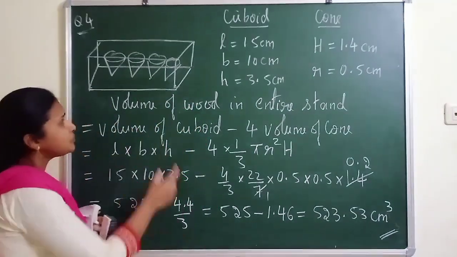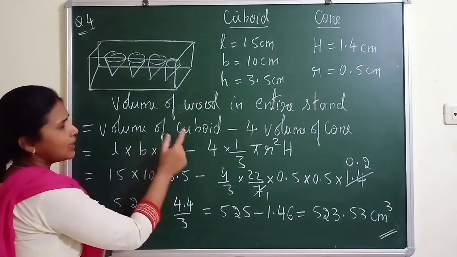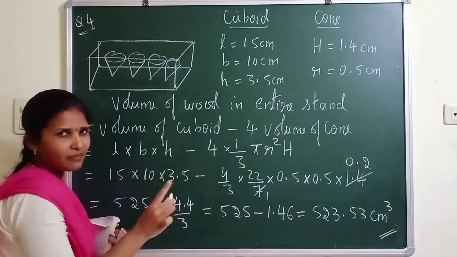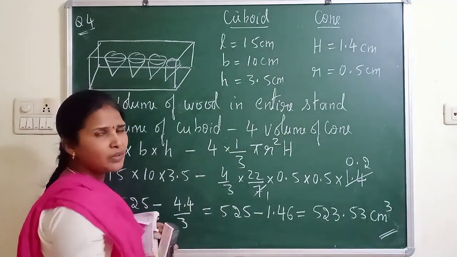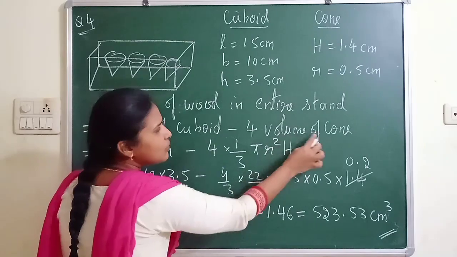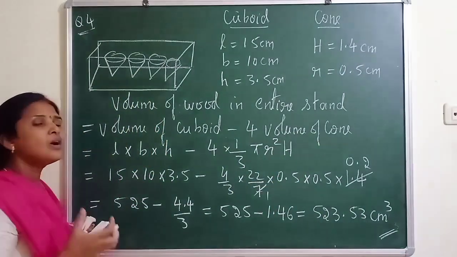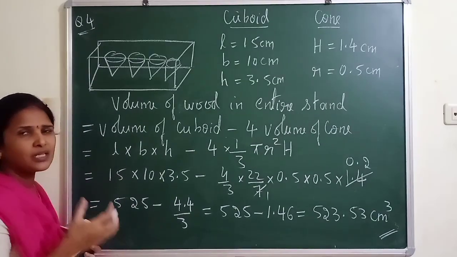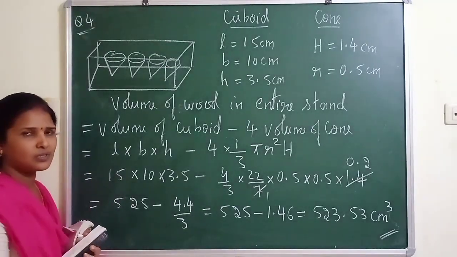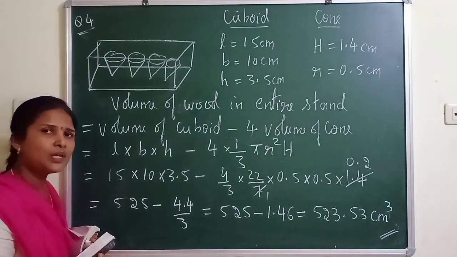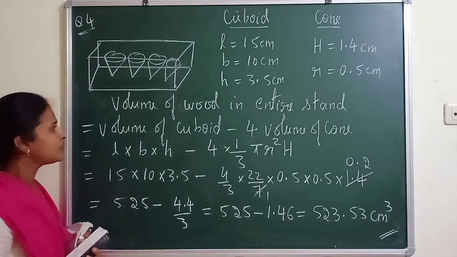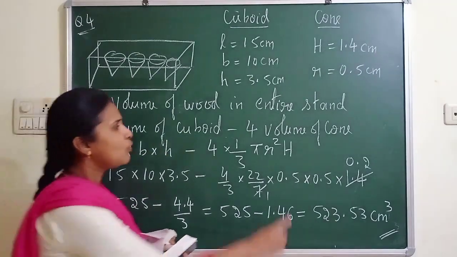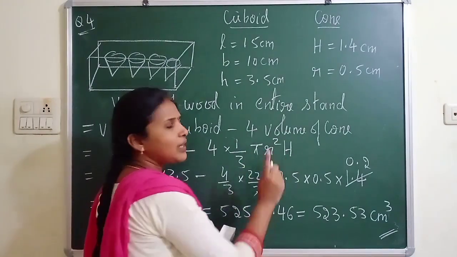First try to understand. In the wood there is a cuboid. So volume of cuboid minus, this is a very important topic, minus, you are removing because a cavity is made, minus 4 times the volume of cone. So you understood the overall concept of how to find the volume of the wood in the stand. That is the full block minus the depressions, very simple. What depressions? Conical depressions. How many? 4. Now, what is the volume of cuboid formula? L into B into H. And the volume of cone is 1 by 3 pi r square h.